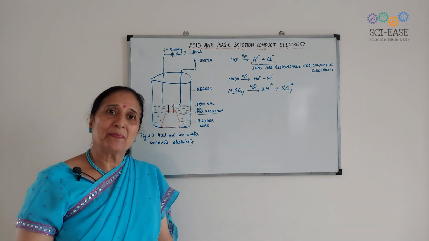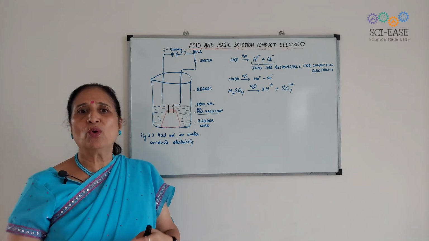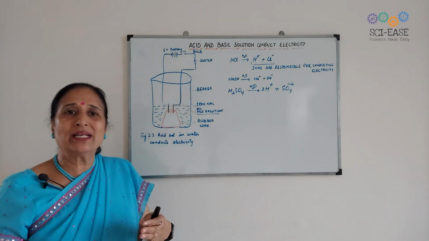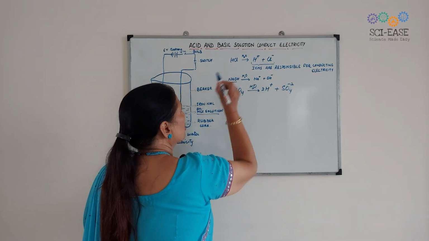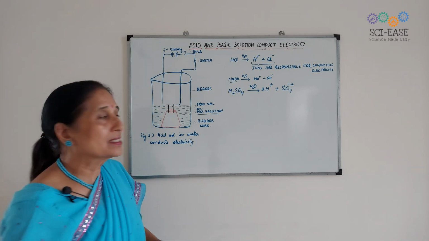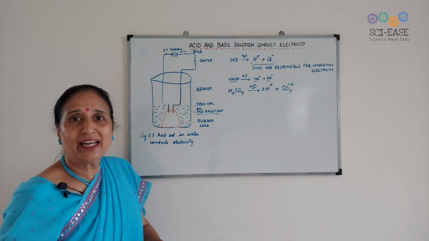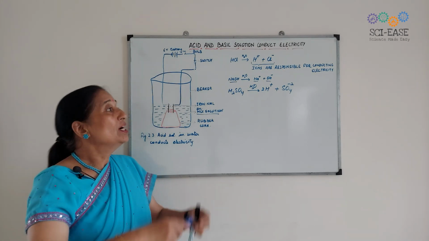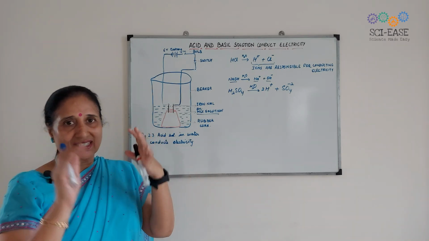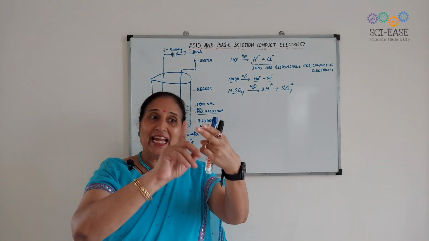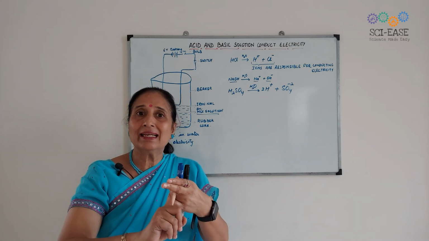In the same way, we can take some base, like NaOH, KOH, Mg(OH)2, Ca(OH)2. When we take NaOH and it is dissolved in water, what will be the result? This will result in the formation of Na positive and OH negative. These are also ions, so they are responsible for conducting electricity. This means that acids can conduct electricity, and bases can conduct electricity.